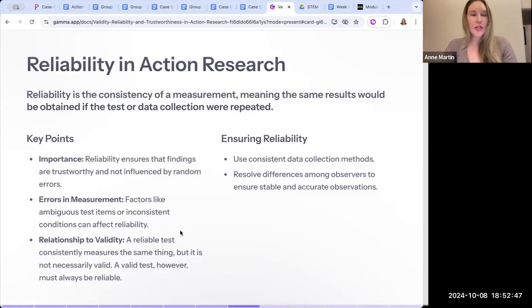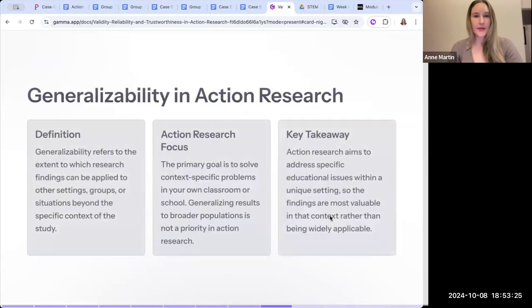So your job as the researcher is to try to preview your surveys and research instruments to make sure that they are going to be reliable. And then after you've used them, if you found that there is an issue with them, talk about that in your report and make an adjustment. The chapter also talks a lot about the relationship between reliability and validity, and how it's possible for something to be reliable but not valid. So some strategies that you can use to ensure that your action research is valid: use consistent data collection measures and resolve any differences when they arise.